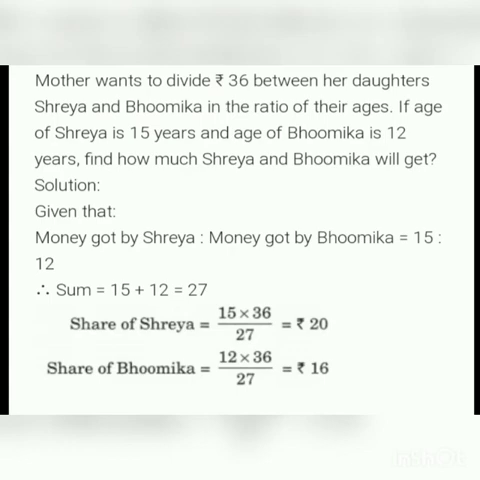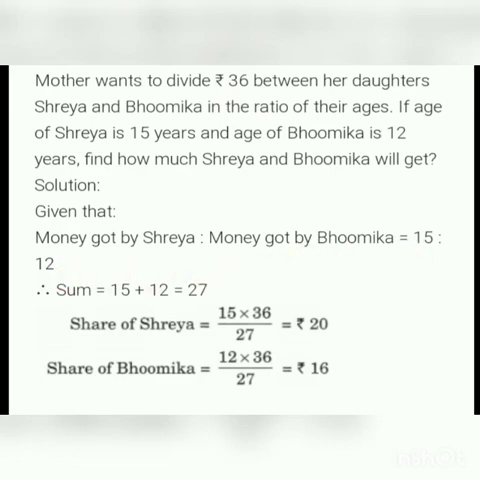According to their age. What is the age of Shreya? Shreya's age is 15 years and Bhumika's age is 12 years. So, instead of giving the ratio directly, the mother is dividing in the ratio of their ages. That means 15:12. So, the ratio is given here. Total amount, total money is also given. Here we have to divide. So, the amount of money she has to divide is 36 and the ratio is 15:12.